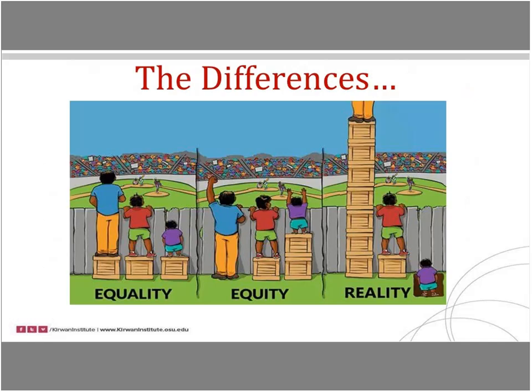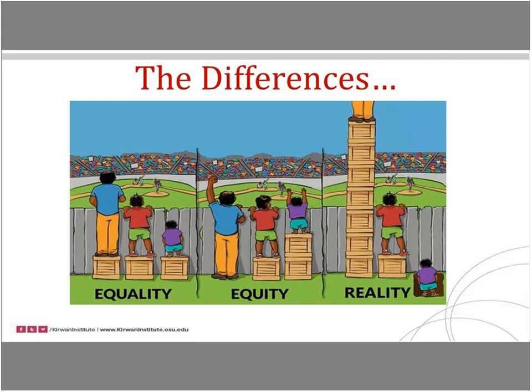So what are some of the differences? If you take a look at this slide here, we chose this because it shows a difference between what we're talking about with equality, equity in the middle picture, and then the reality. With equality, everyone gets to stand on the same box, but you see the different heights of people standing at the fence. One person has a clear view, one has an optimal view but not great, and the other person has no view whatsoever.